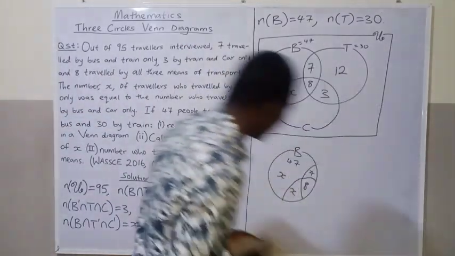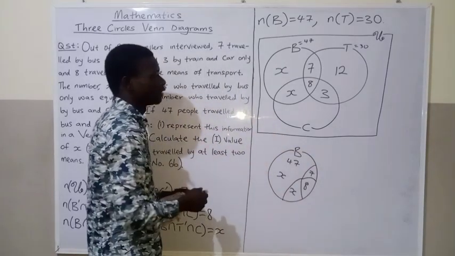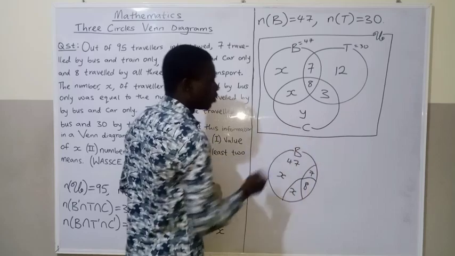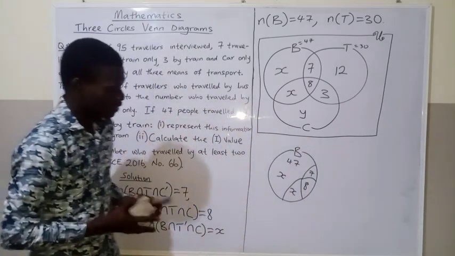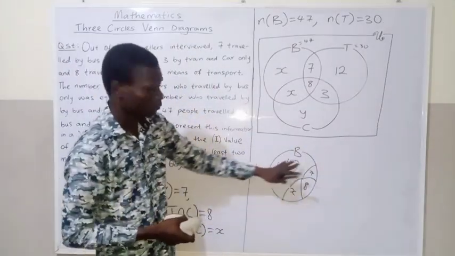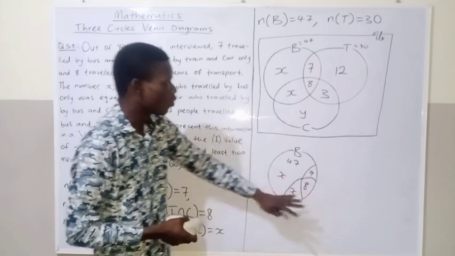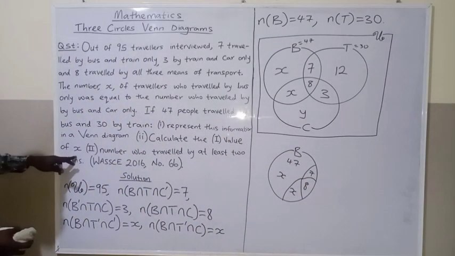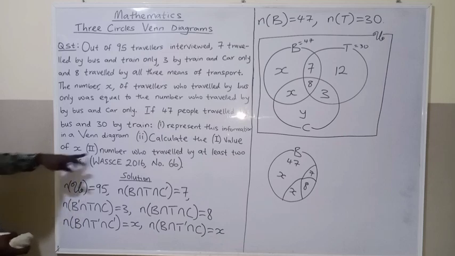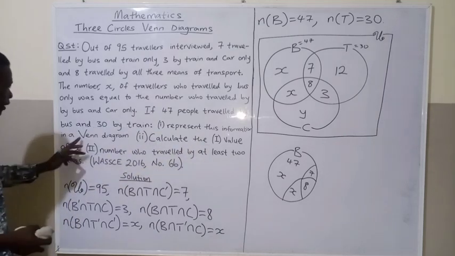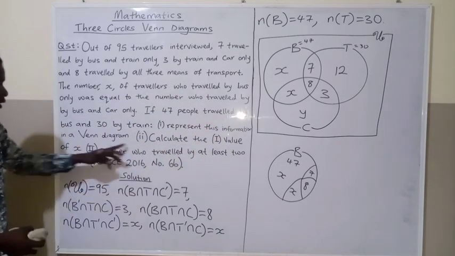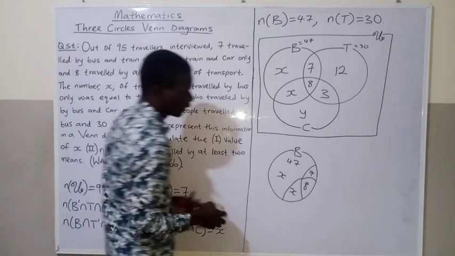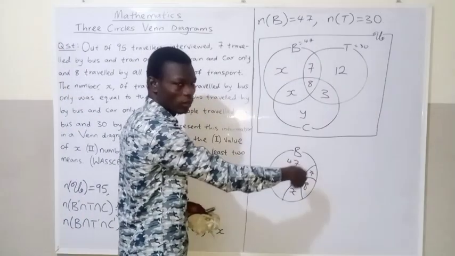So we have represented the question on the Venn diagram. Let me not clean yet. And this part that we do not know, we can represent it with Y. I think it is clear enough. Based on what we have here now, we can proceed to looking for the value of x, because the first question says represent this information on a Venn diagram, and that has been settled. The second one says calculate the value of x.